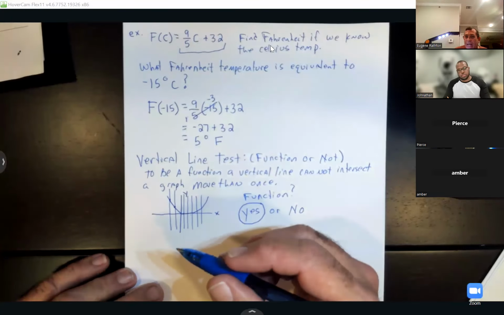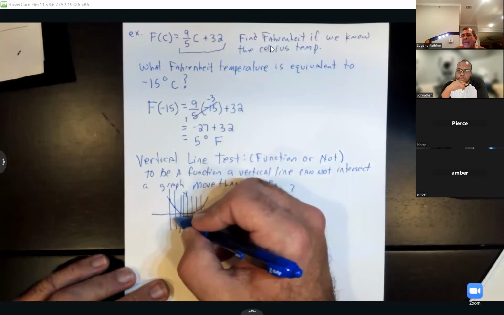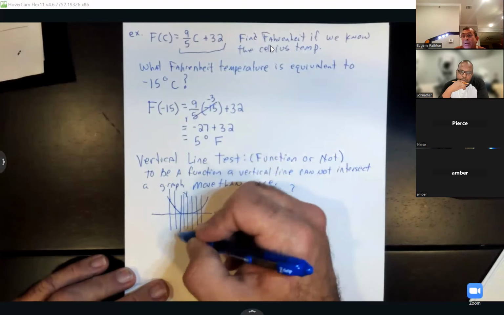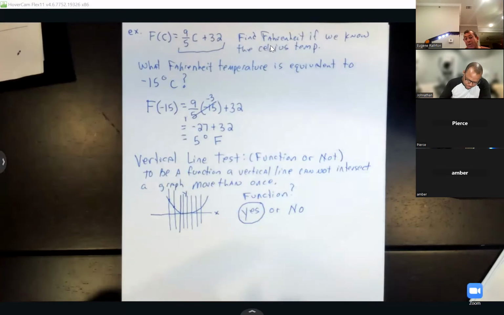And it sort of goes back to that choice. If a vertical line hits the graph more than once, that means the X value had two different Y values, right? And we said earlier when we was doing the charts that they couldn't.